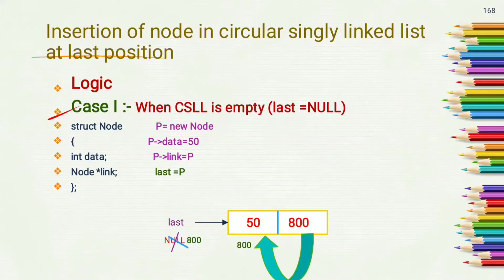Case 1 is when circular singly linked list is empty, that means last equals to null. In that case we have to create a new node, then store data value into data field of P and store address of P into link field of P, because this is a circular linked list, so node will point to itself when there is a single node in circular singly linked list. Last always stores the address of last node, as this is first as well as last node of this circular singly linked list, so we have to store the address of 800 into last instead of null. So we have to write last equals to P.